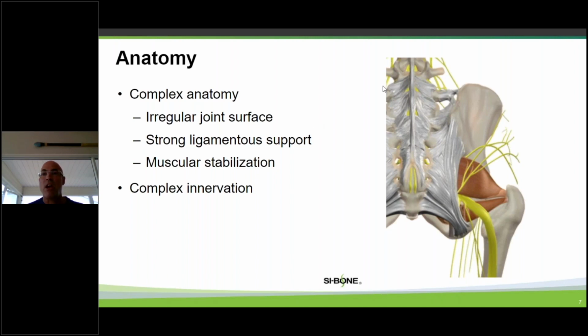Other things can cause the SI joint to become dysfunctional, anything that loosens our ligaments. So women that have had children or are about to have a baby release relaxin, the hormone that loosens your ligaments so that you can deliver the baby through the pelvis. That can make your SI joint dysfunctional.